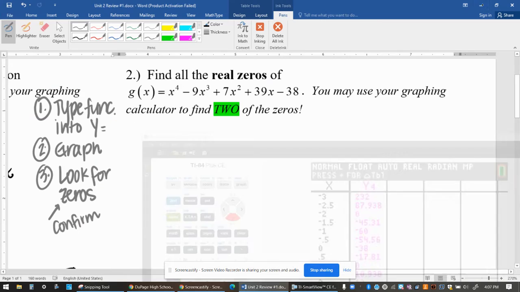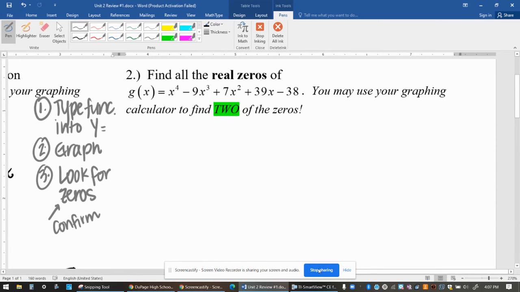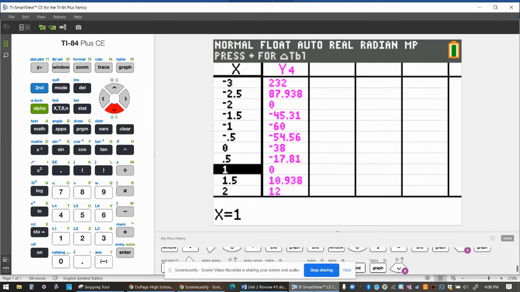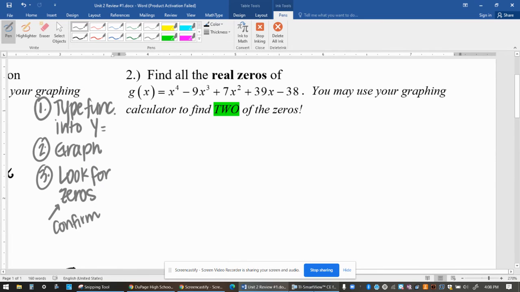Since they are zeros, I can use synthetic division with either one of those. Oops, I already forgot which ones they were. Negative 2 and positive 1. So I'm going to write those down. Negative 2 and positive 1. And I'm going to use those for my synthetic division.